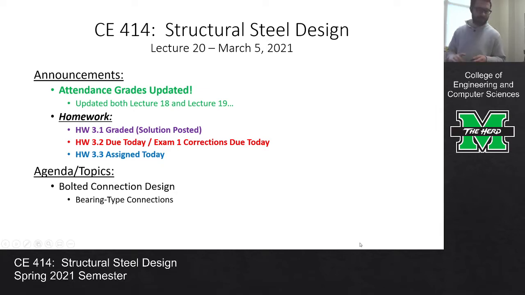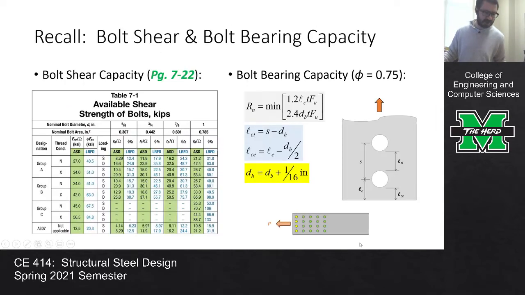Monday. So getting things kicked off, let's go back and make sure that everybody's up to par with where we're at. First off, for a bearing type connection, we have 2 limit states we need to assess, and that's bolt shear and bolt bearing.